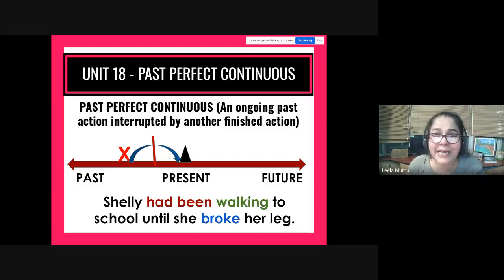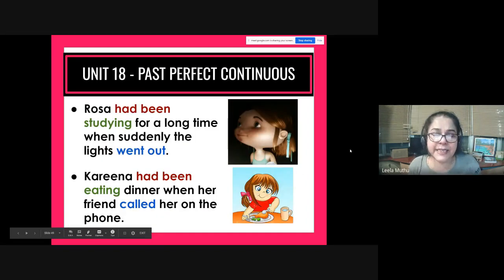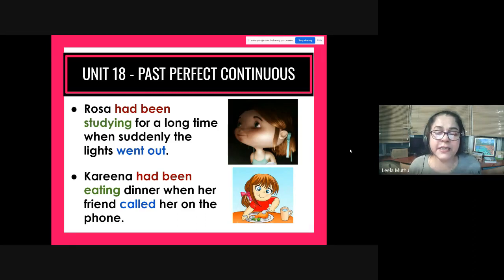Okay, but that red line shows an event which occurred which stopped it from continuing. So that's past perfect continuous. Okay. So look at these examples. Rosa had been studying for a long time when suddenly the lights went off or went out. Okay, it's another way of saying that the electricity failed and there was no electricity.